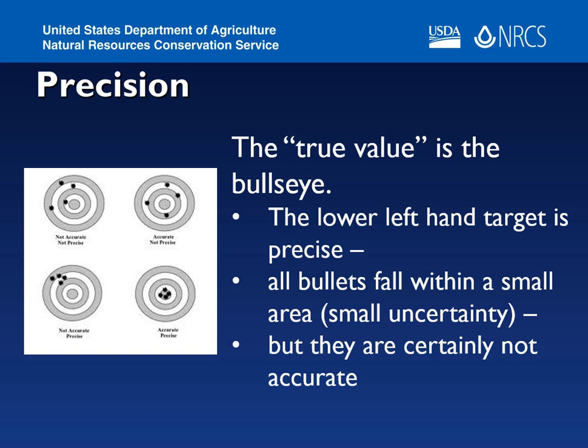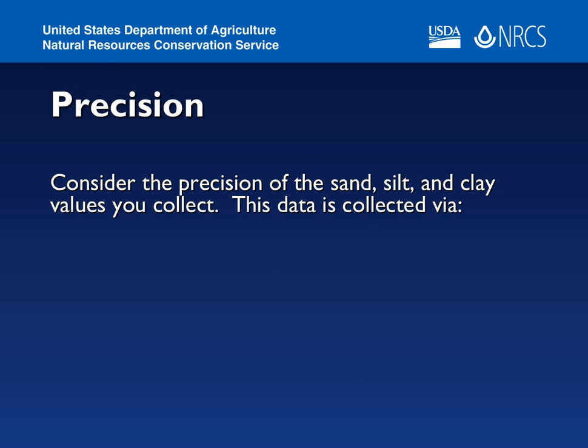If you look around at all these other ones, you can see what it says: not accurate, not precise, and what's accurate and what's precise. All the bullets fall within a small area, and so we have small uncertainty within this area. But it certainly isn't accurate. You can see that's where our true value is, but that's where our bullets are going through.